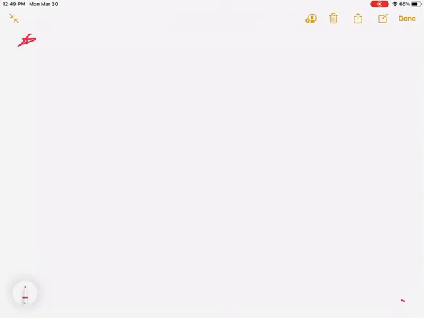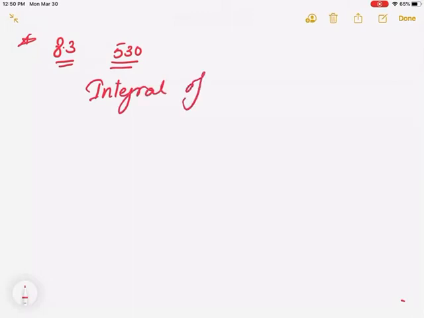I'm back with my next lesson, and today's lesson is A-3, which is on page number 530. In this section, we're going to be learning about integral of log functions. How do we do integral of log function?